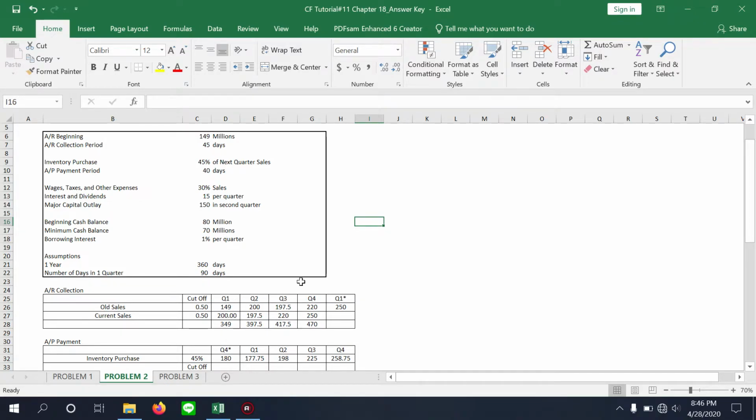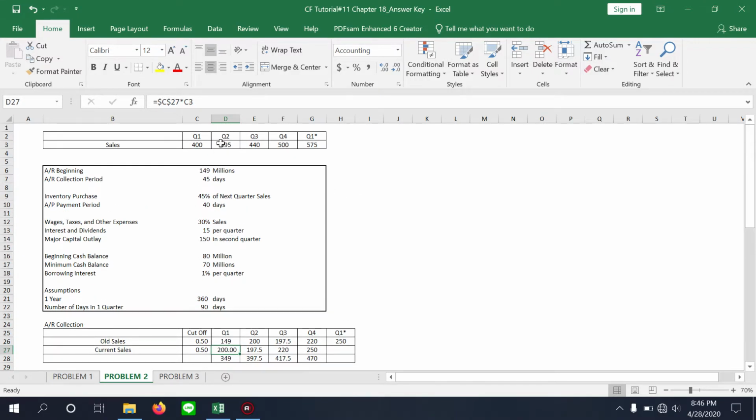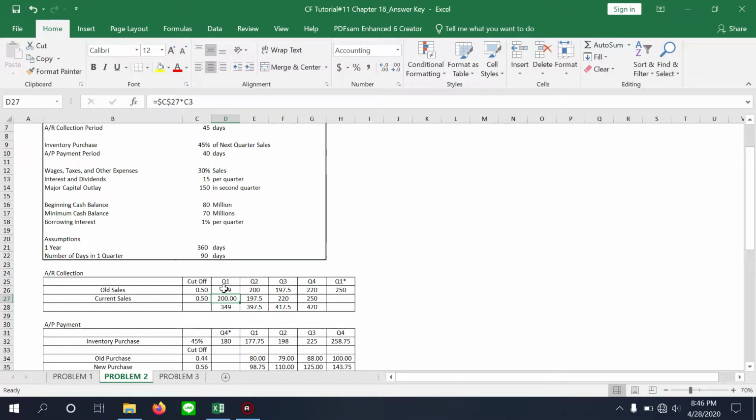So basically it's only a half, which makes this a cutoff of 0.5, right? So you got sales of 400 and 50% of it is collected in quarter one, making it only 200, and the rest of it will be collected in quarter two, which contributes to the old sales. You do all of these steps until quarter four. That's the basics of cash budget.